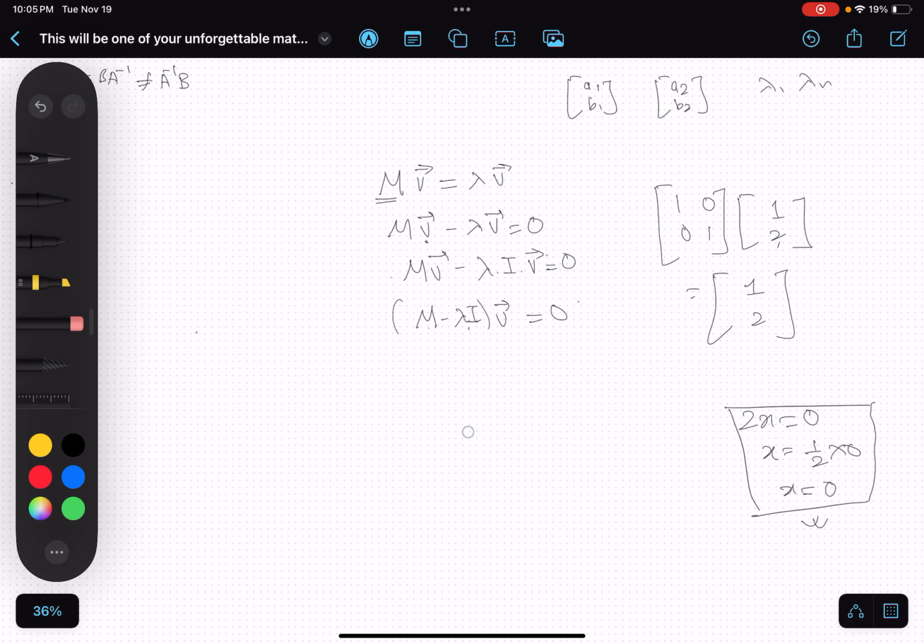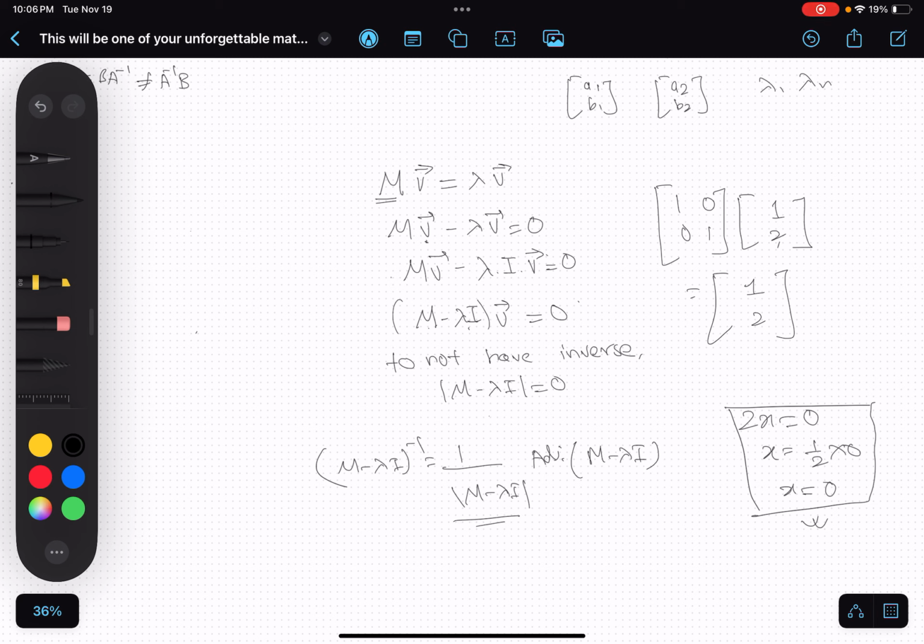And for a matrix to not have an inverse, its determinant should be 0, right? I guess you guys know that, because the inverse of a matrix is defined as one over the determinant of the matrix times the adjoint of this matrix, right? So if the determinant is 0, then the result is undefined, so we cannot find the inverse. I guess you guys know that, right?